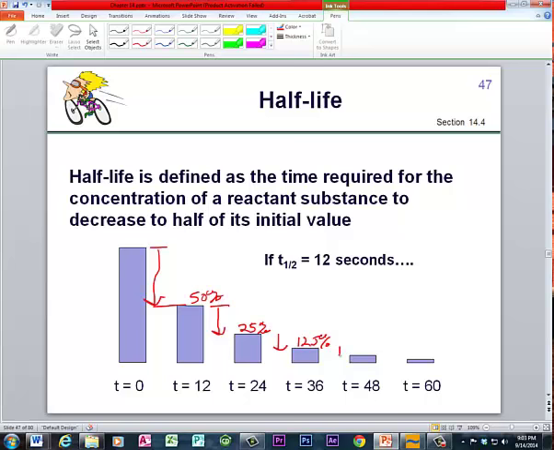And once again, we just keep on going down to 6.25% and so on. So this is the first half-life, here's the second half-life, here's the third half-life, here's the fourth half-life. So in one half-life, we have 50% remaining. 2 half-lives go by, we're down to 25%. The third half-life goes by, 12.5%. Fourth half-life goes by, 6.25%, and so on.